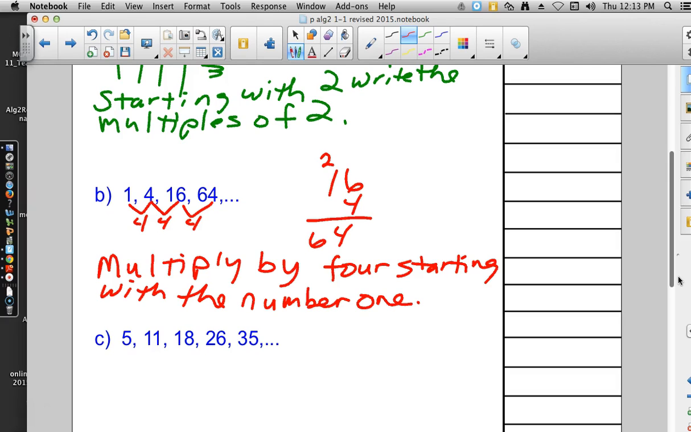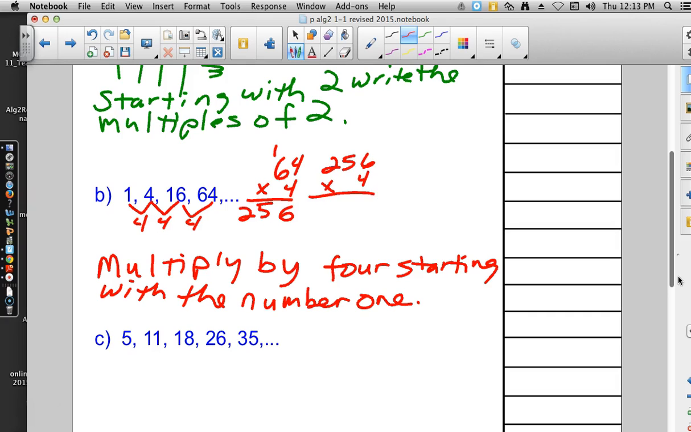So to get the next numbers in the pattern, we're going to need to do some more multiplying by 4. If you have a calculator, you sure could use that. But we could also do this longhand. You know, not everybody has their calculator up and running for the year. So we'll get 256. And we'll have to go again.